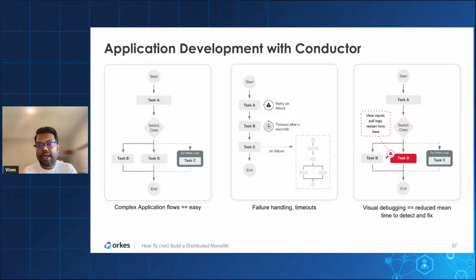And when things go wrong, Conductor gives you the ability to look at exactly which task failed. So I could have an application flow with hundreds of tasks in it, and if one of them fails, I can visually see exactly which one failed, why it failed, what were the logs. I don't have to log on to that machine or go to another system and look for the logs and things like that. So that all makes it much easier with Conductor.